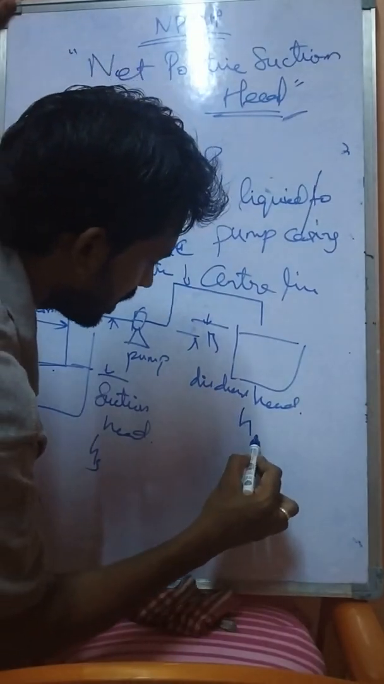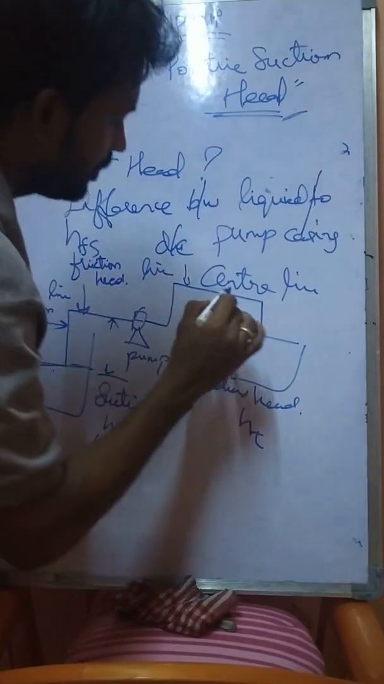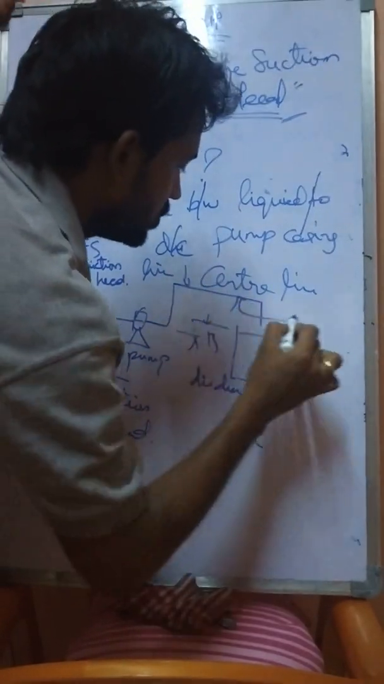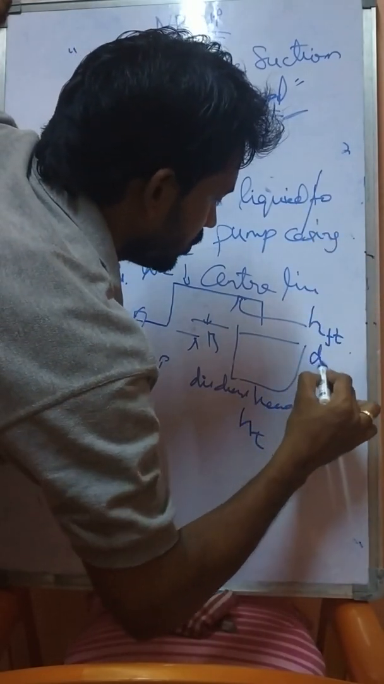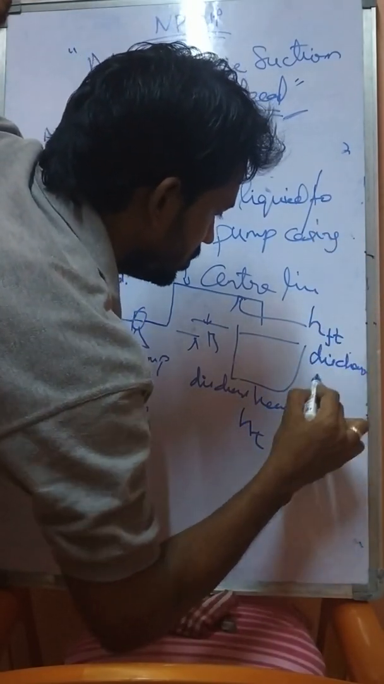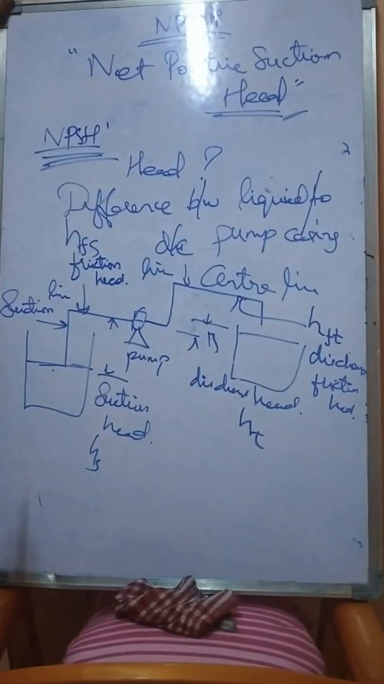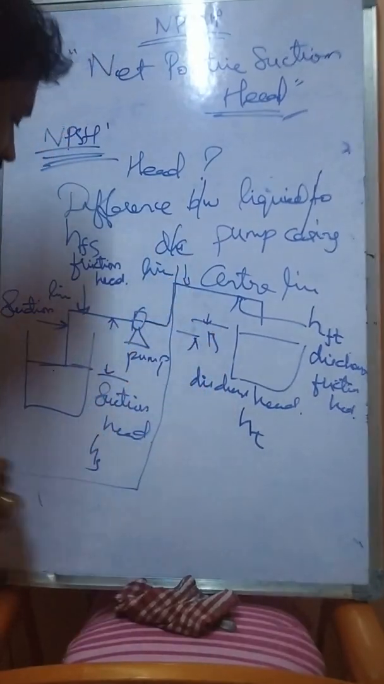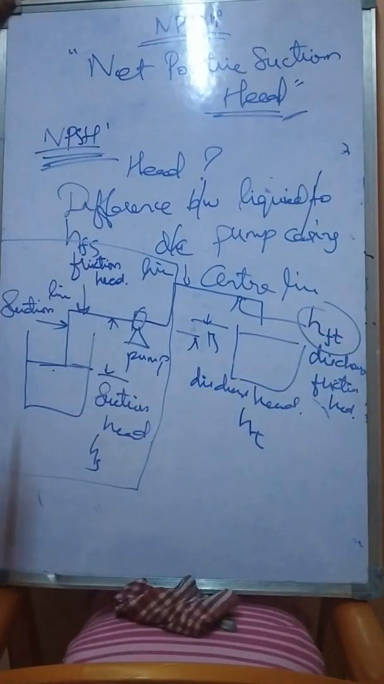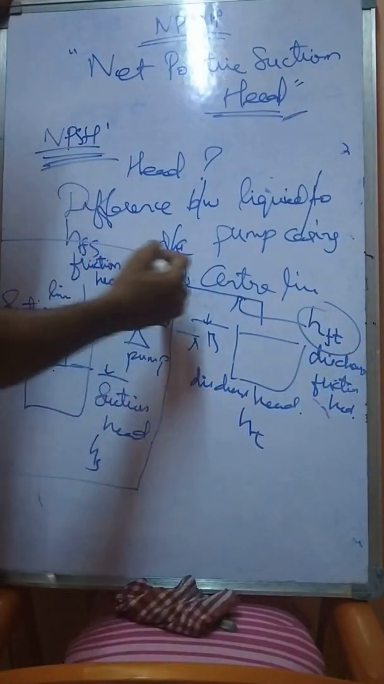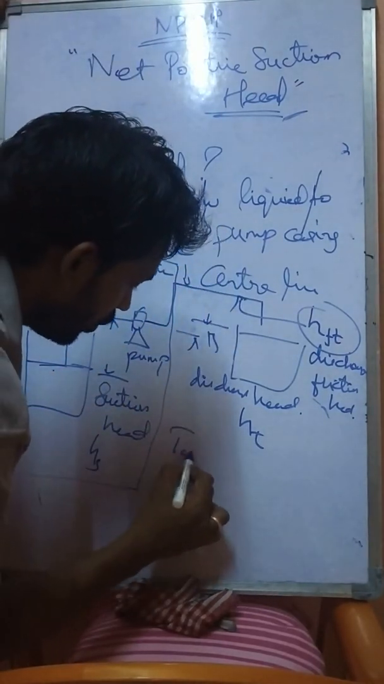Discharge head is HT, and friction will also be present in the discharge line. That will be HFT, the discharge friction head. For NPSH, only the suction side is taken into account. This is for your understanding, these things will also be calculated in the head calculation. So for NPSH, only the suction side is enough. One more thing is the total head.